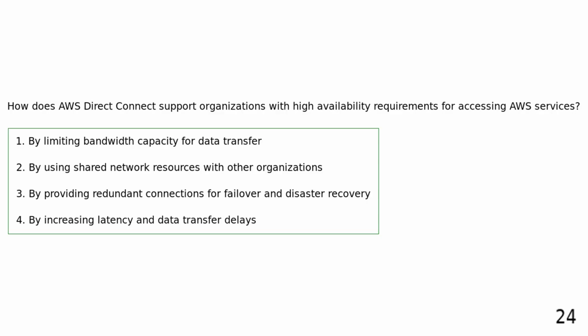How does AWS Direct Connect support organizations with high availability requirements for accessing AWS services? By limiting bandwidth capacity for data transfer. By using shared network resources with other organizations. By providing redundant connections for failover and disaster recovery. By increasing latency and data transfer delays.